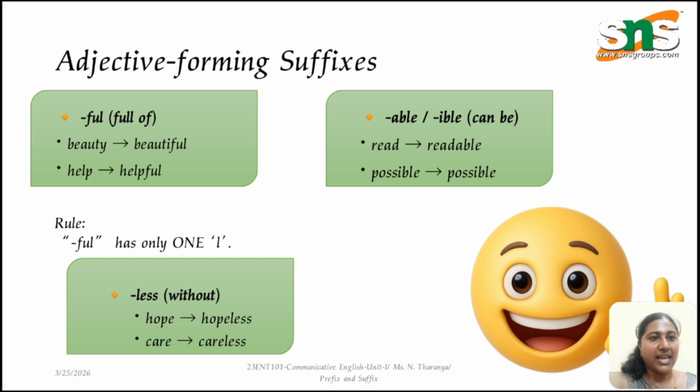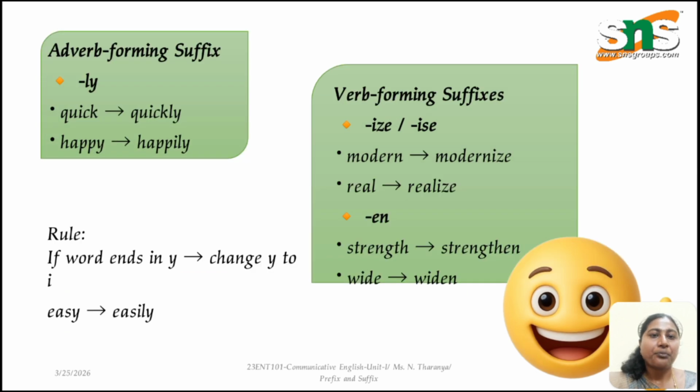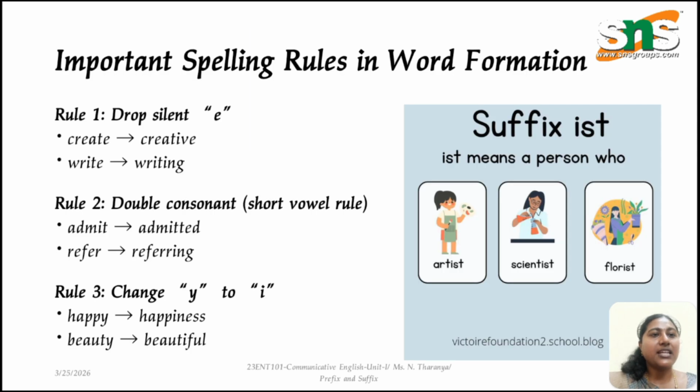Adjective forming suffixes are ful, able, ible, less: beauty, beautiful; possible; read, readable; hope, hopeless. Adverb forming suffixes are ly: quick, quickly. Verb forming suffixes are ize, ise: modern, modernize. An important spelling rule in word formation: the suffix ist means a person who is doing something. For example, artist, scientist.